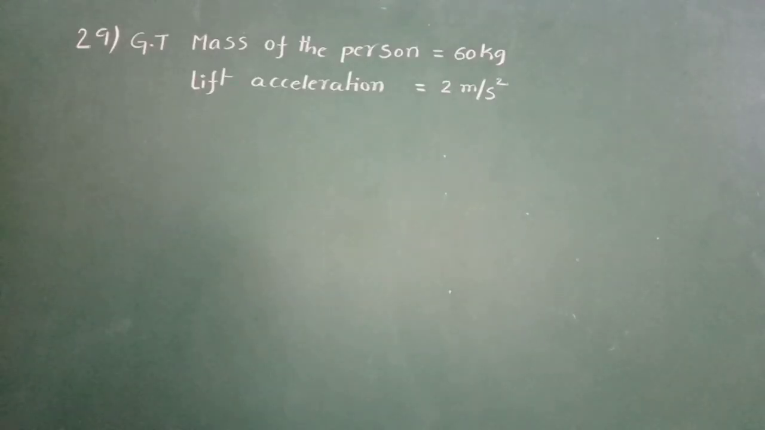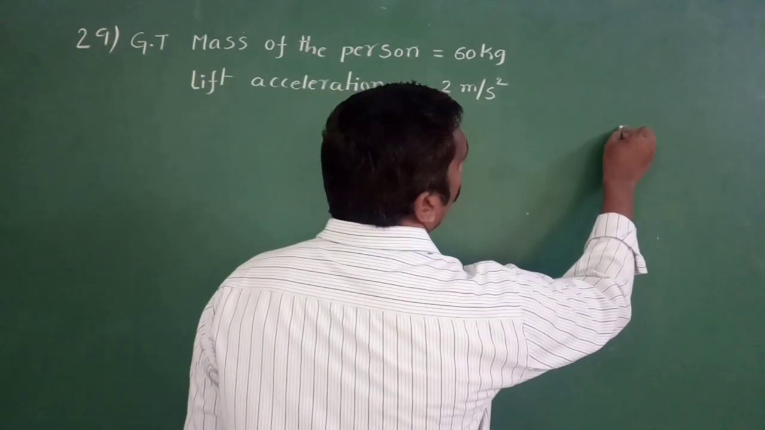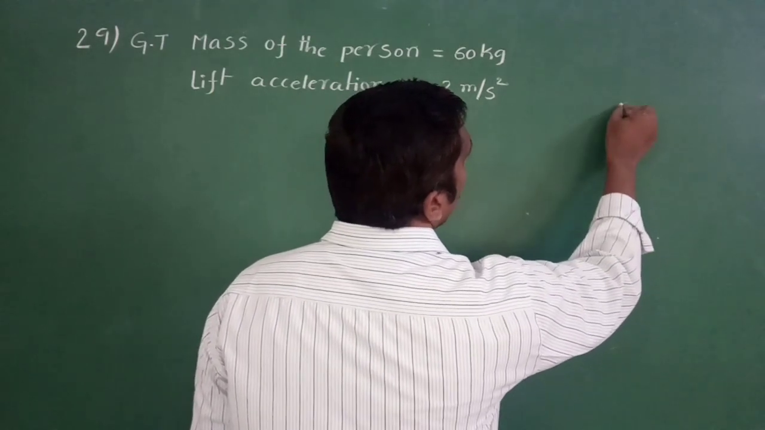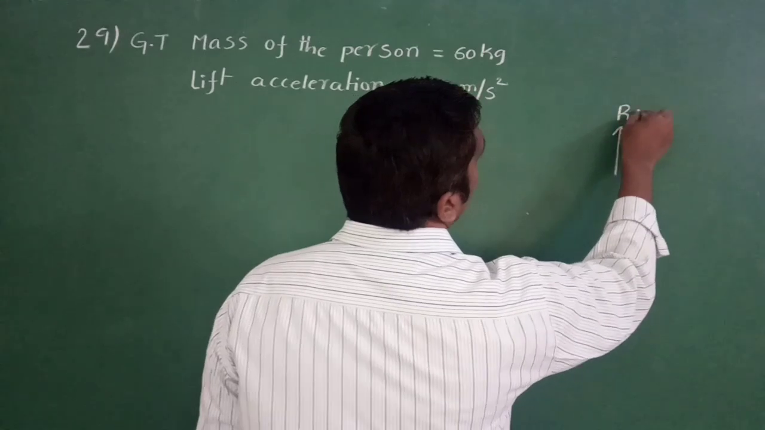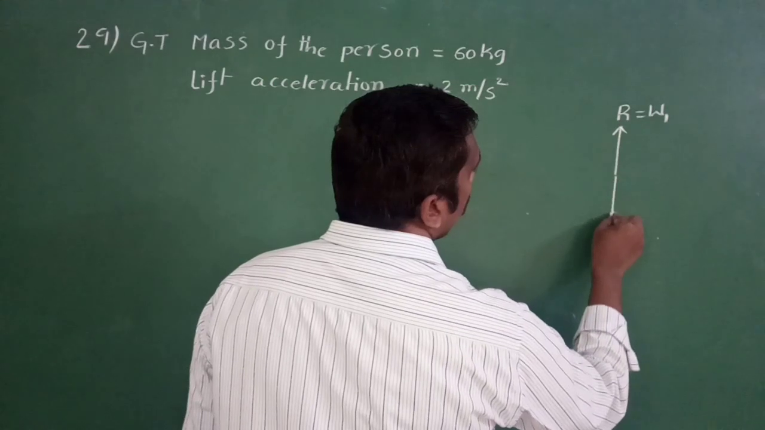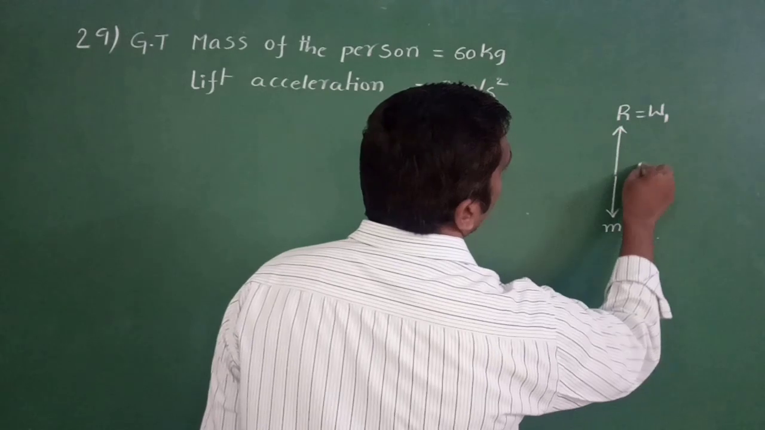According to the problem, mass of the person is 60 kg, and the lift is moving with an acceleration of 2 meter per second square. In this problem, we have to calculate the apparent weight of the person when the lift is moving up and down. When the lift is moving in the upward direction, the apparent weight of the man is taken as W1. Here, the lift is going upward, and the weight of the person is acting in the downward direction.